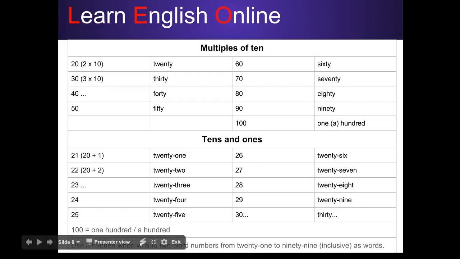And if you notice, when you're writing 2-word numbers from 21 to 99, as words, we use a hyphen. Here's the hyphen. It's a little dash between the 2 words. Only when you're writing out the words. Okay? So use a hyphen here. It becomes a hyphenated word. Wonderful.